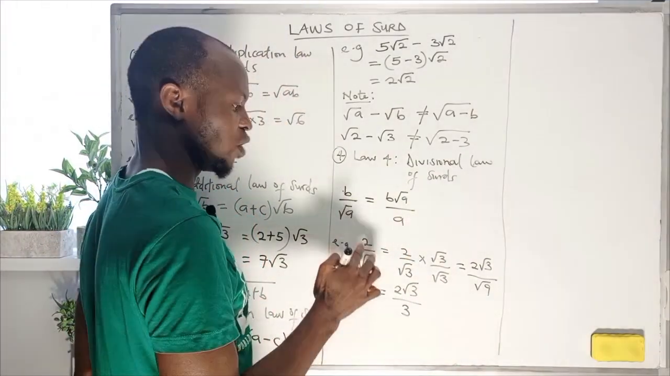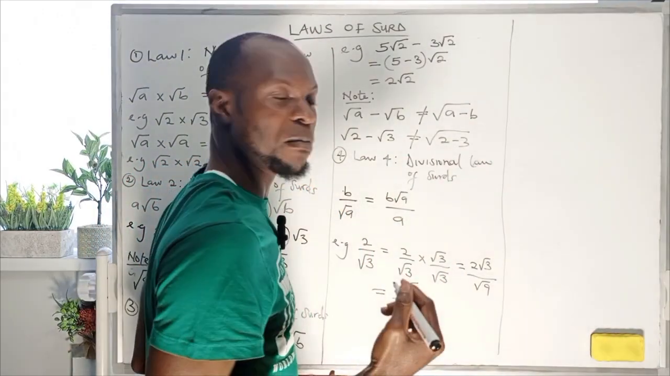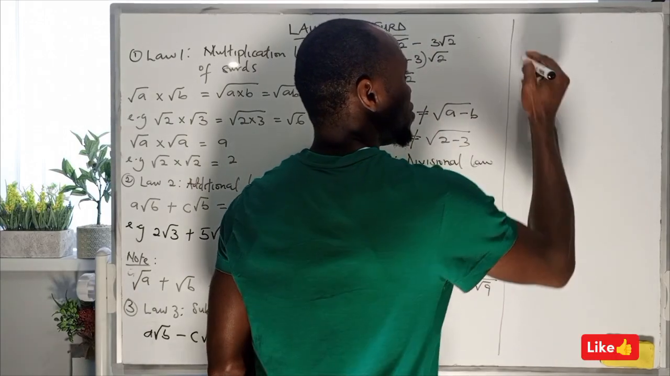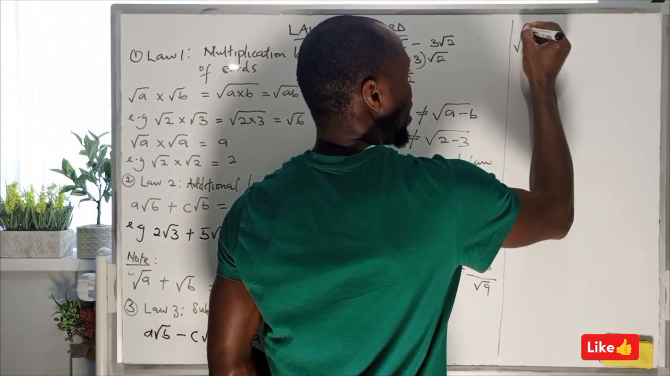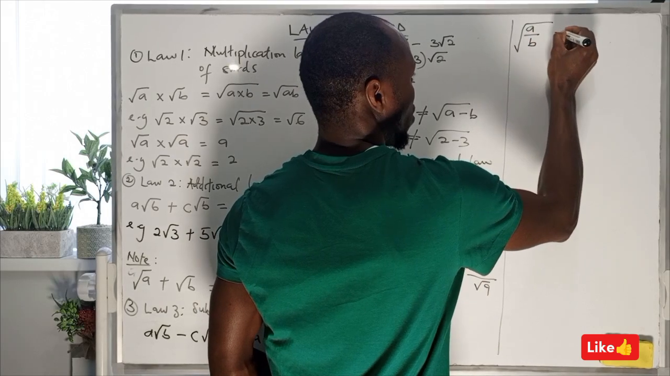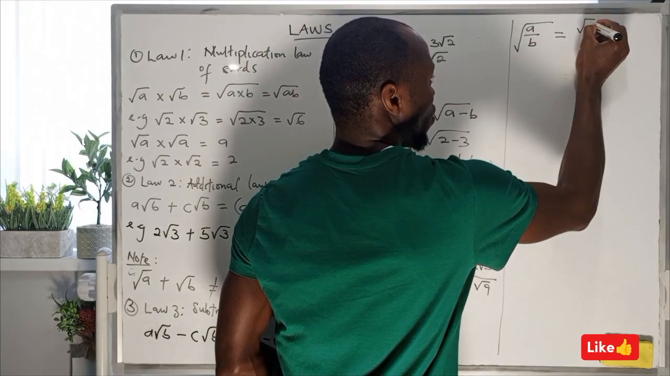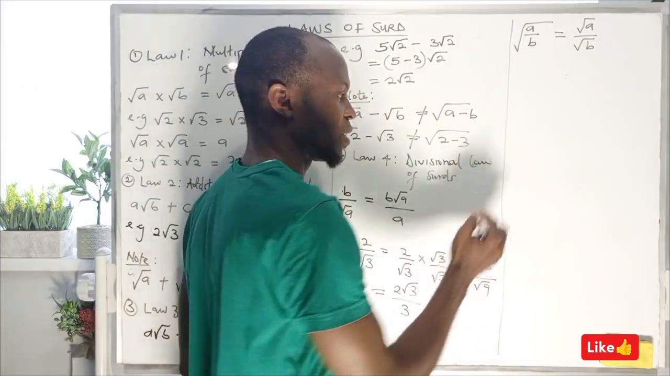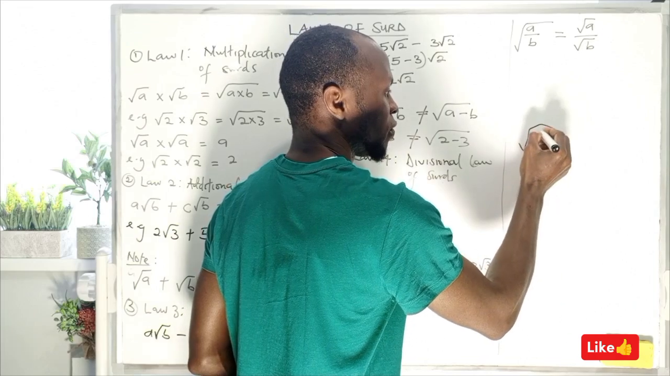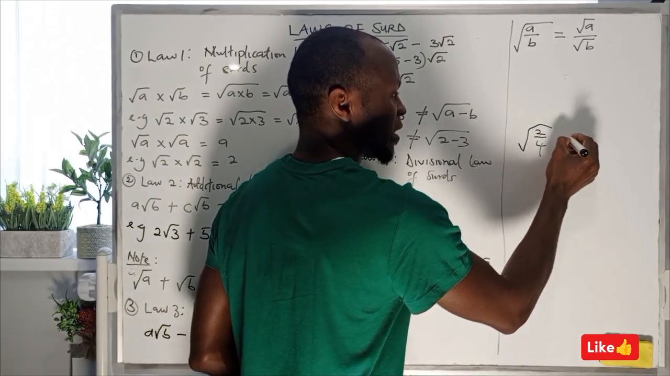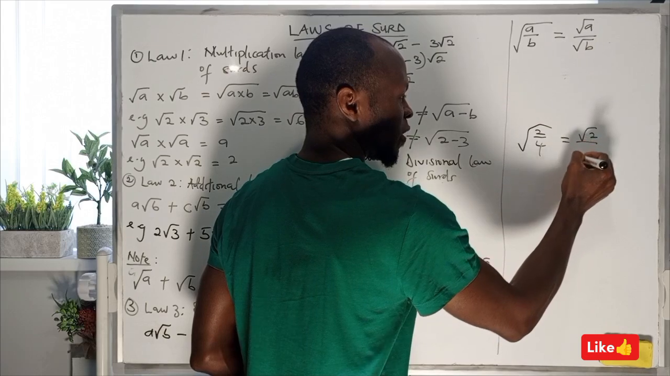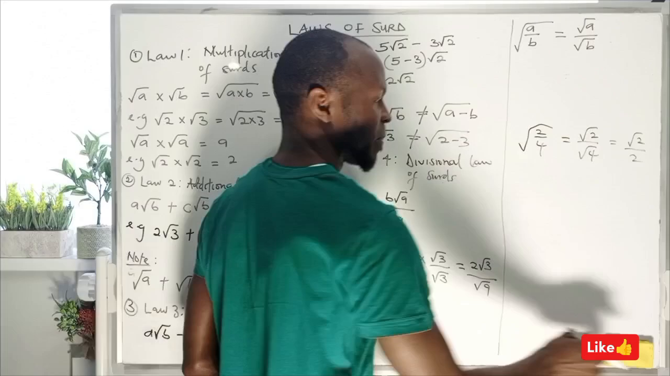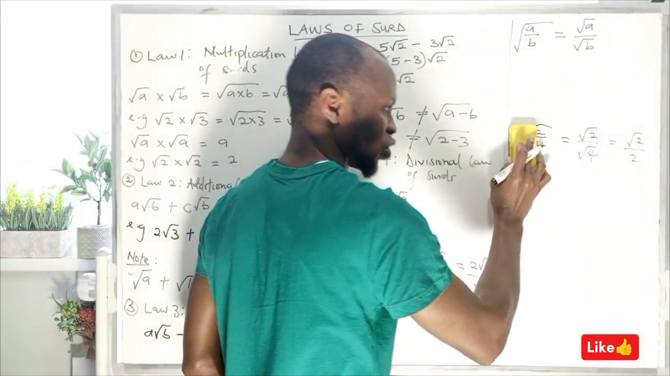Now, this divisional law of surds still tells us that we can have another form, whereby we have surd of A divided by B. The law says this is the same as surd of A divided by surd of B. Same thing in mathematics when you are given square root of 2 over 4. This is the same thing as square root of 2 over square root of 4, and this is the same thing as square root of 2 over 2.